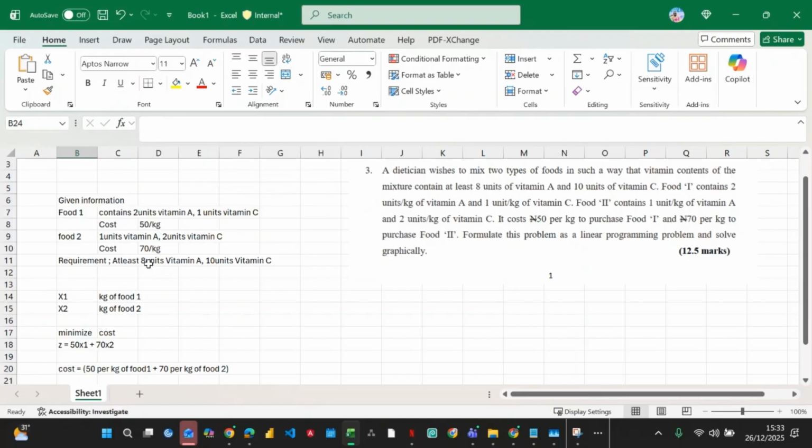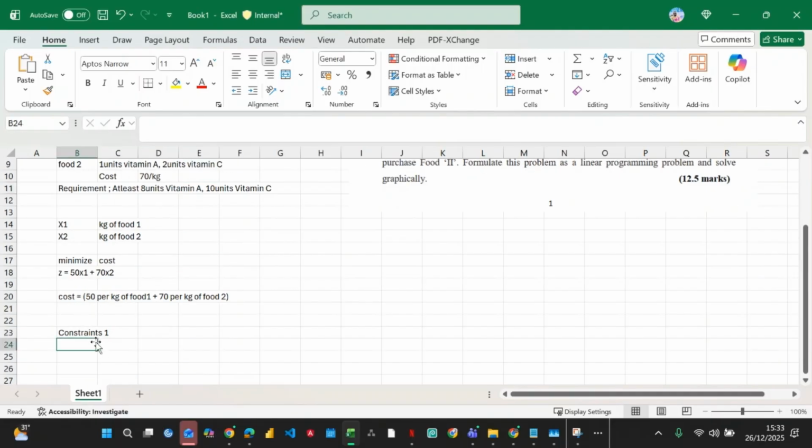At the end of the day, after we mix all the food, we need to get 8 units of vitamin A. Let me form the constraint and then I'll explain it. This will be 2x1, that is 2 units, plus 1x2 is greater than or equal to 8. That is where inequalities come in.